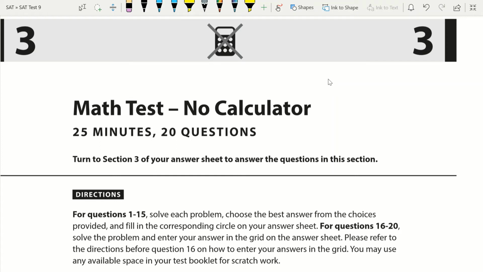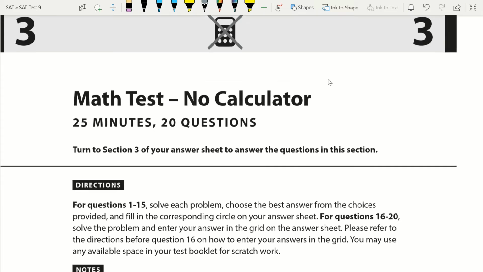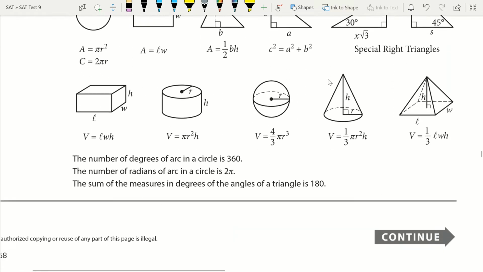Today I'll be taking you through the Math No Calculator section of SAT Practice Test 9. I'll be giving you in-depth answer explanations as well as tips and tricks for the SAT Math section as I go through these problems. So let's go ahead and get started with question number 1.